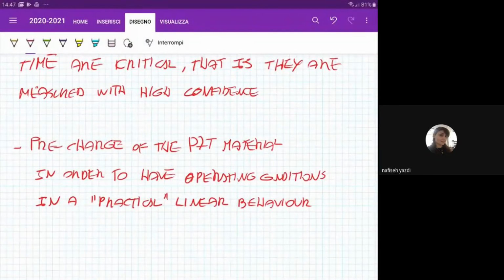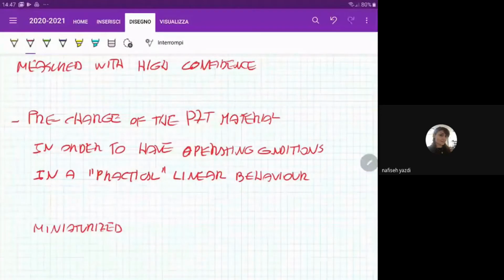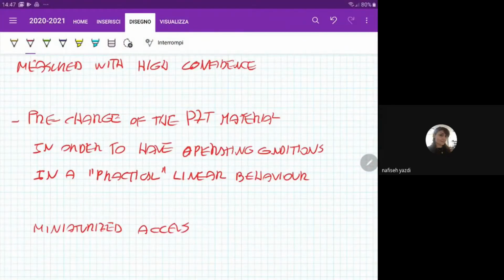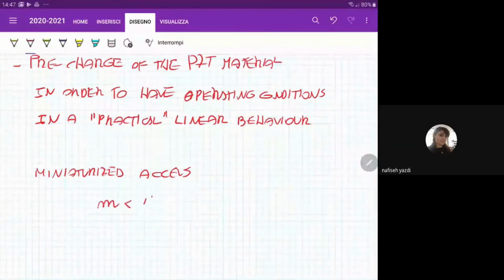I just want to tell you that there are some manufacturing techniques of these accelerometers that are capable to sell this accelerometer of the size of, let's say, 1 millimeter cube or 1 millimeter edge. And so these are miniaturized accelerometers. And for such accelerometers, the mass is, just to give you an idea, less than 1/2 gram.